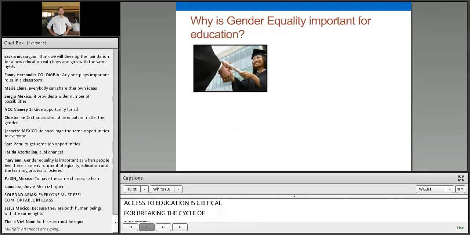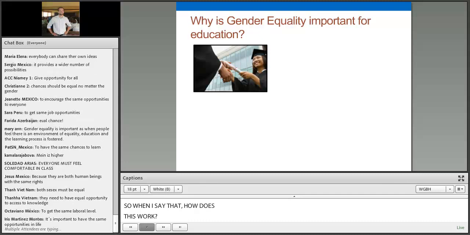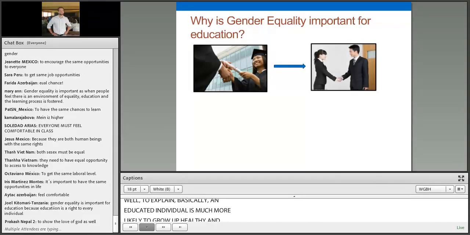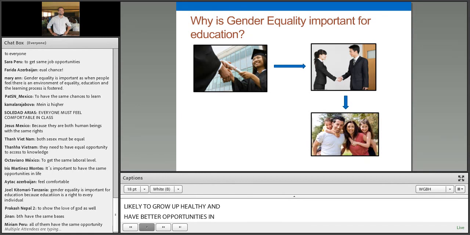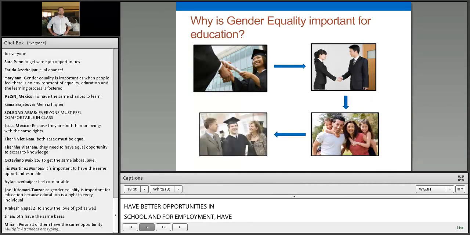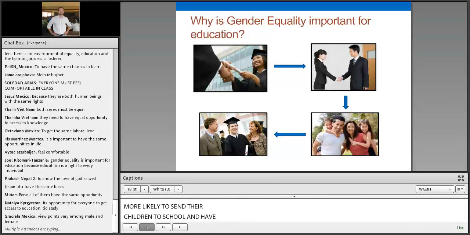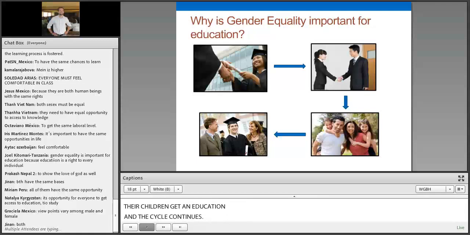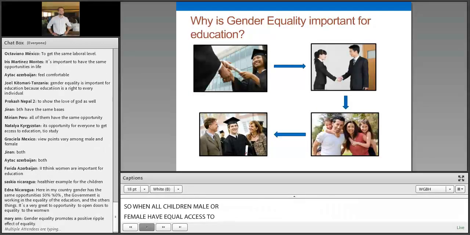So when I say that, how does this work? Well, to explain, basically, an educated individual is much more likely to grow up healthy and have better opportunities in school and for employment, have healthier children, and then be more likely to send their children to school and have their children get an education, and the cycle continues. This is especially important for women who, as we've learned, often have more obstacles when trying to achieve an education. So when all children, male or female, have equal access to a quality education, this can create a ripple effect of opportunity that influences generation upon generation to come.